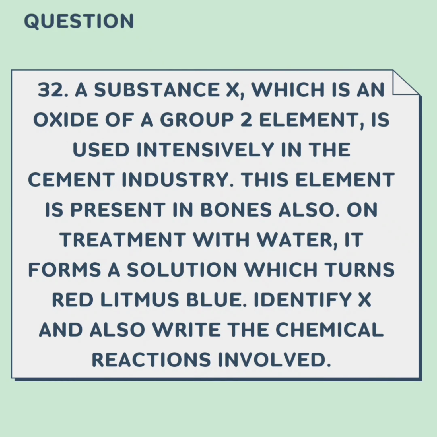32. A substance X, which is an oxide of a group 2 element, is used intensively in the cement industry. This element is present in bones also. On treatment with water, it forms a solution which turns red litmus blue. Identify X and also write the chemical reactions involved.